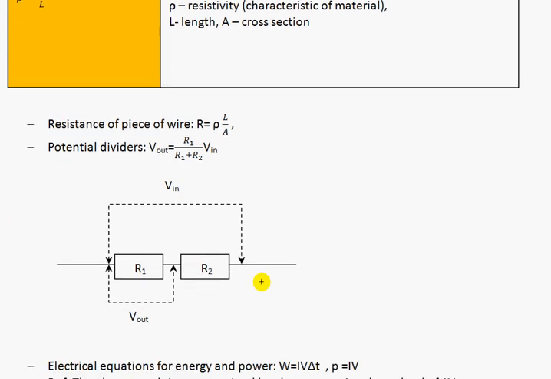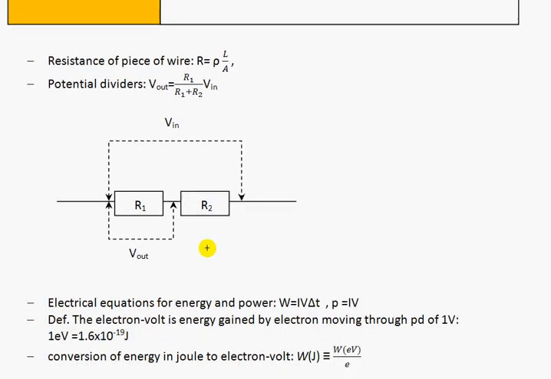Next I give you potential divider. If you have two resistors in series, then voltage in and voltage out are linked by this ratio. So R1, R2 make a potential divider. The greater is R1 relative to R2, the greater voltage it takes out of voltage in.